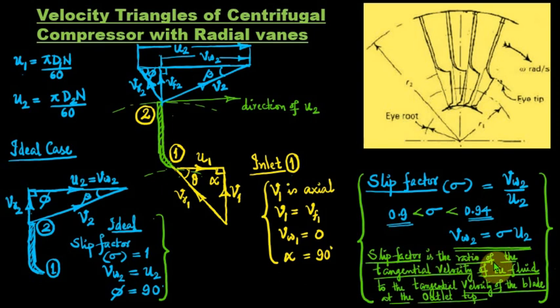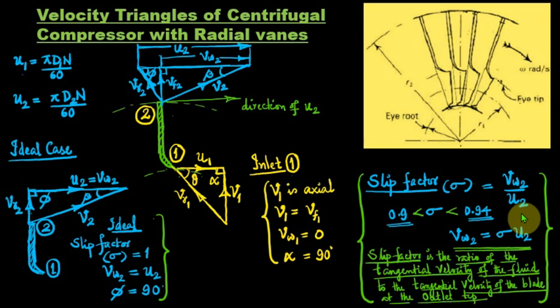So the slip factor is the ratio of the tangential or whirl velocity component of the fluid at outlet to the tangential velocity of the blade or vane at outlet tip. In short, it is the ratio of Vw2 and U2. So Vw2 divided by U2 is sigma. What will happen when sigma is equal to 1? Vw2 will be equal to U2.